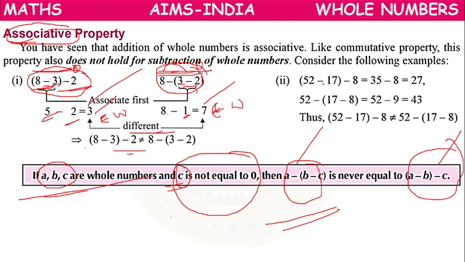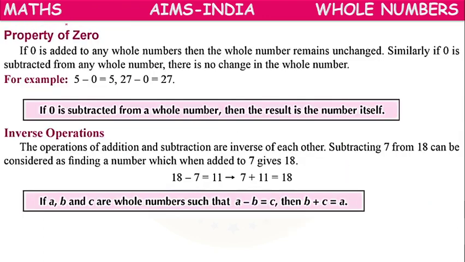You can take this example also. 52 minus 17 grouped together, then minus 8. So 52 minus 17, 35, minus 8, 27. Answer we are getting is 27. So next, 52 minus 17 minus 8, how much? 9. So 43. So both results are different. Means if the grouping of difference changes, the result also changes. So they won't follow the associative property.